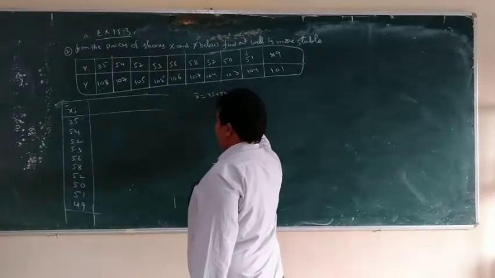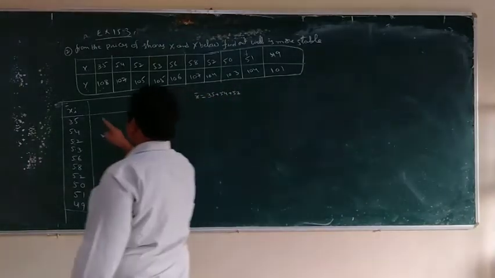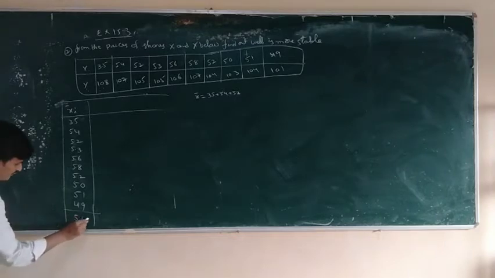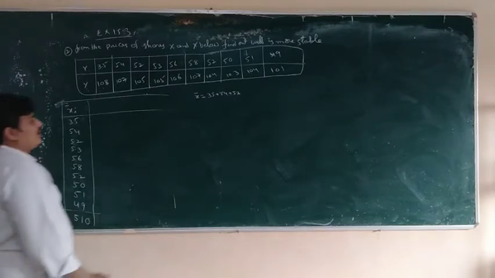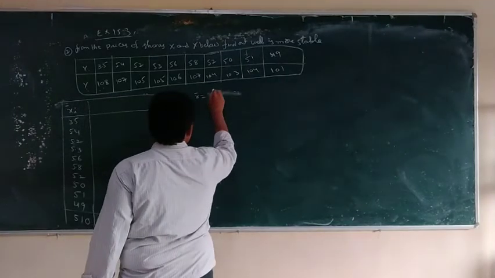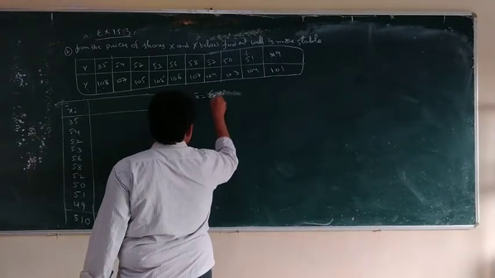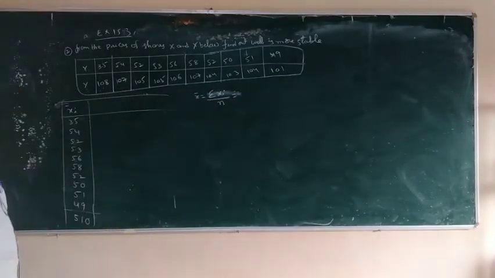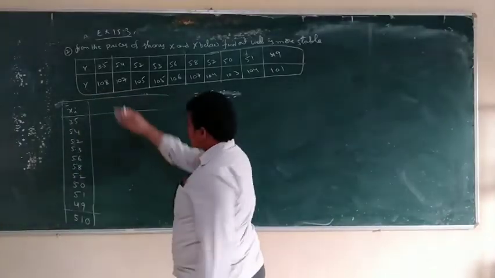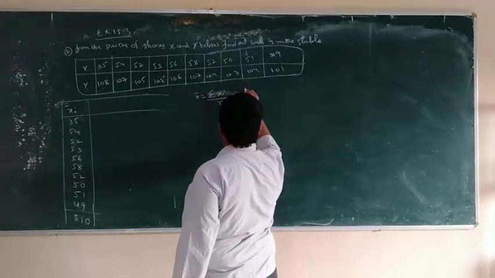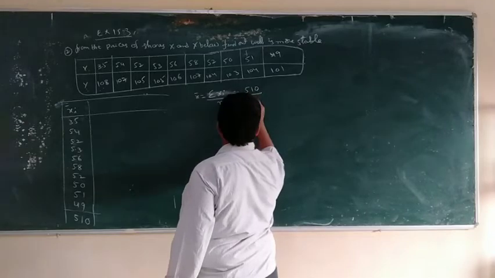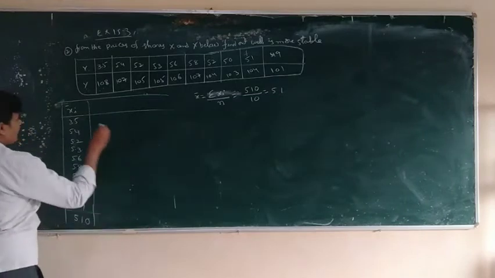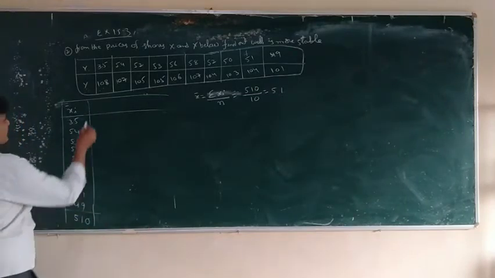Adding them all, the total is 510. The X bar formula for ungrouped data is sigma xi by small n. So sigma xi is the total of the values, 510. 510 by how many? 10. That is equal to 51. X bar is 51.